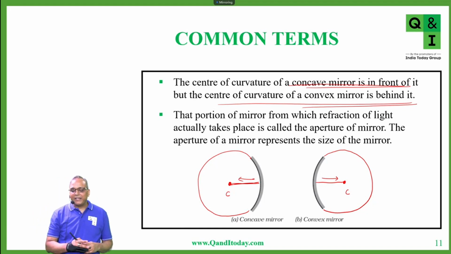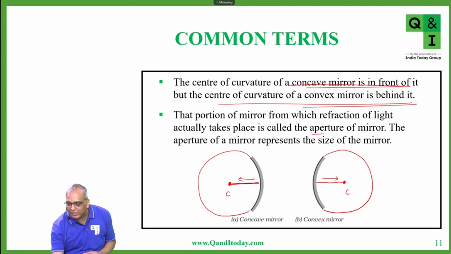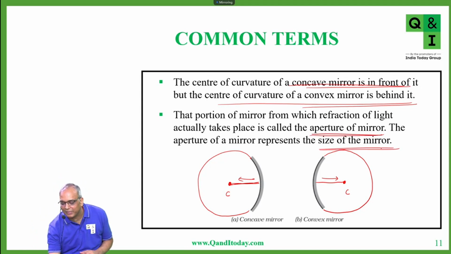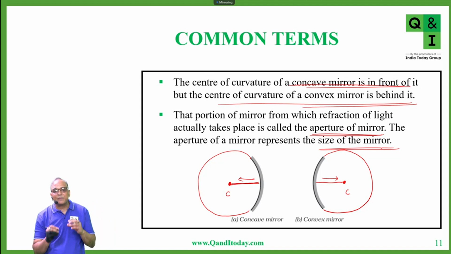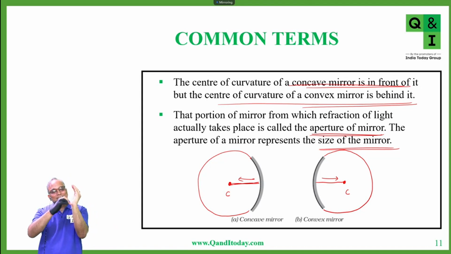That portion of the mirror from which reflection of light actually takes place is called the aperture of the mirror. So the aperture of the mirror tells you the size of the mirror. I was always showing you this curved palm. This is the size of the mirror. This will be the aperture of the mirror.